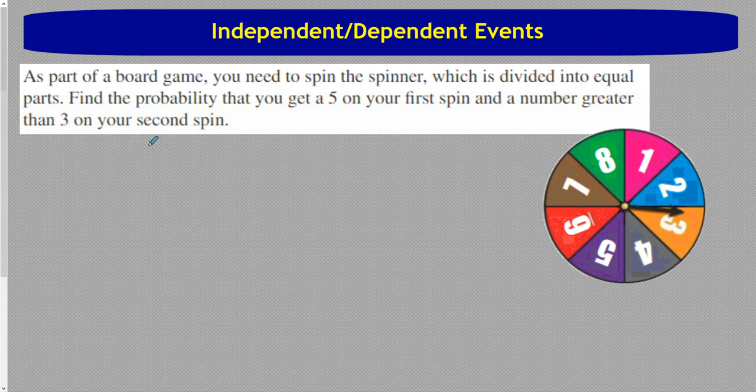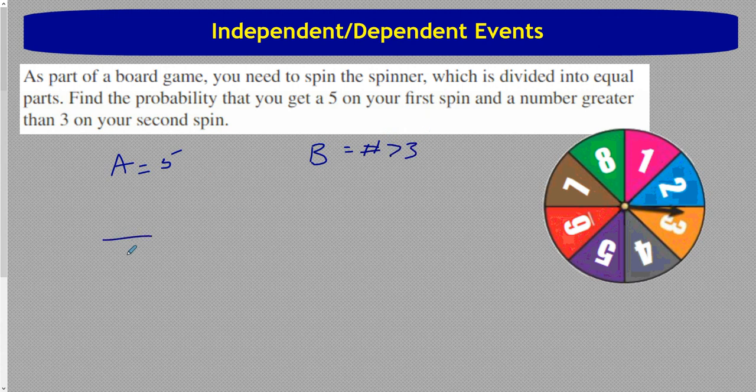As part of a board game, you need to spin the spinner, which is divided into 8 equal parts. Find the probability that you get a 5 on the first spin and a number greater than 3 on your second. So we've got 2 events. A is a 5 and B is a number greater than 3. We're doing 2 spins, right?